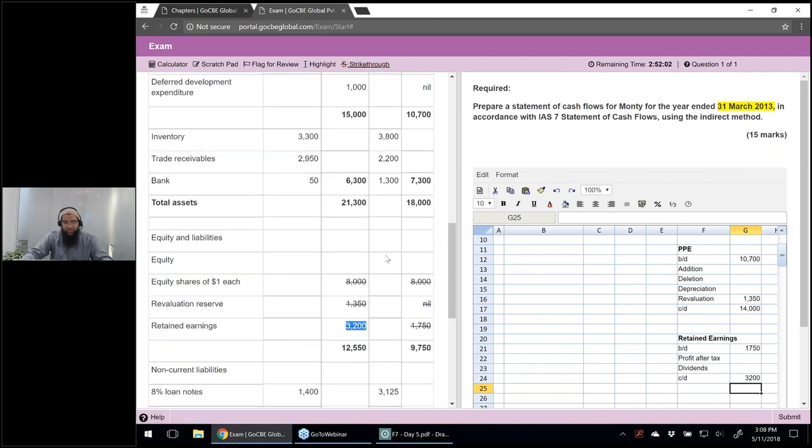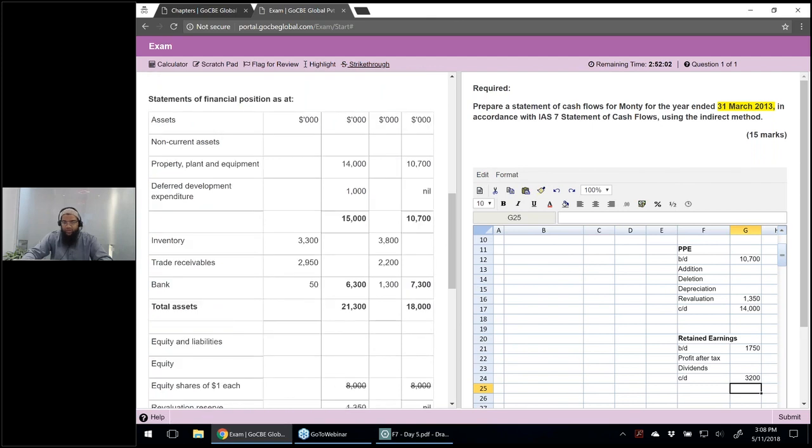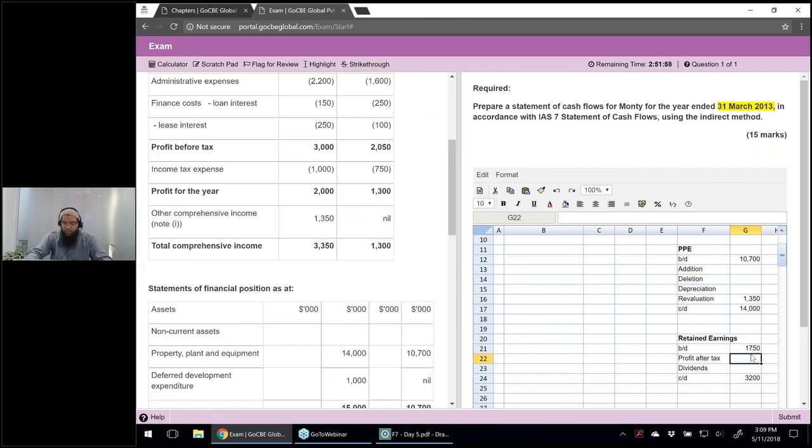No movement in share capital. So if I go and check the profit after tax, it was actually 2000. So equals to carried down minus the sum of all previous values. So we have got a dividend paid of 550.